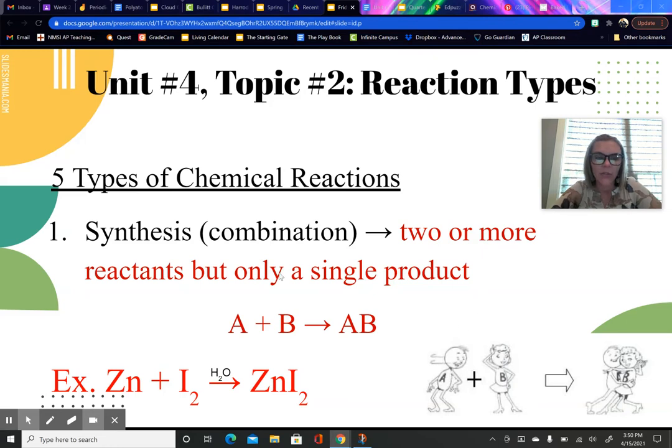Notice that it says there are 2 or more reactants. So you'll have any number of reactants on the left-hand side. It could be 2, it could be 3, it could be 4. But one thing that has to be true all the time is there's only a single product. And so we can't have any plus signs on the product side. You should only have some in the reactants.